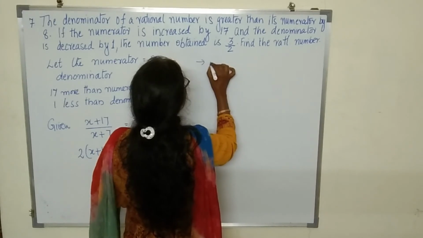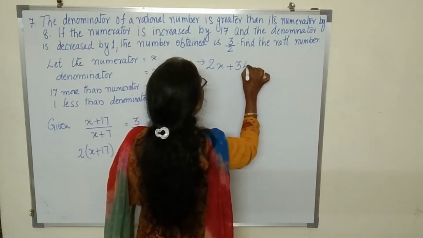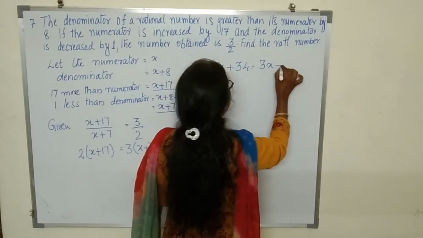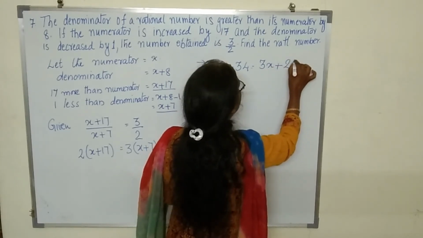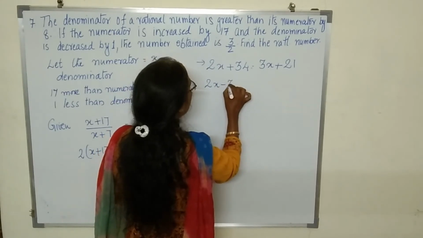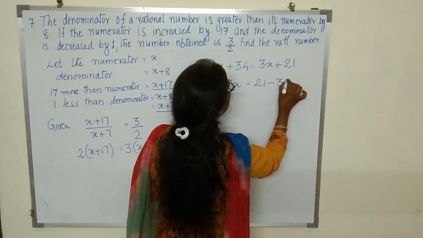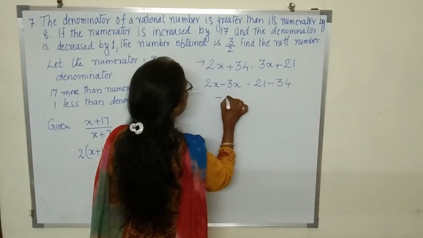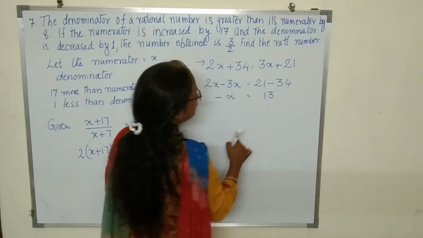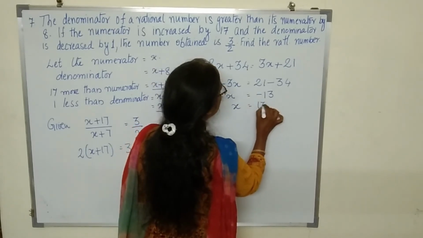You get 2x plus 34 is equal to 3x plus 21. So 2x minus 3x is equal to 21 minus 34. So minus x is equal to minus 13. So x is equal to 13.